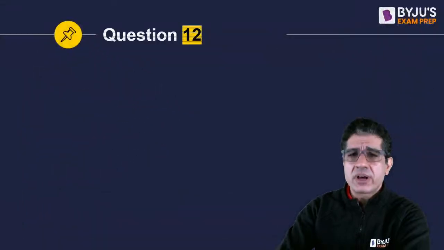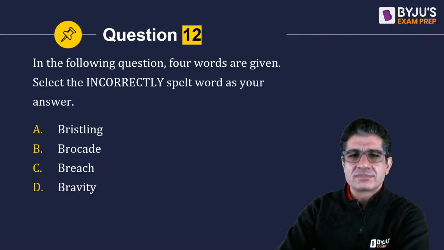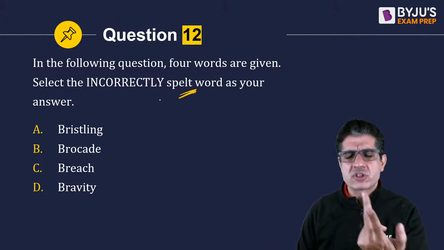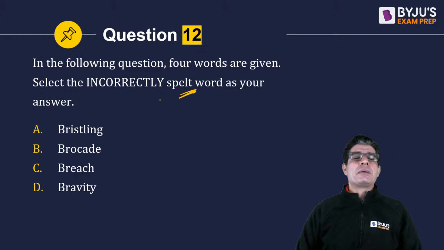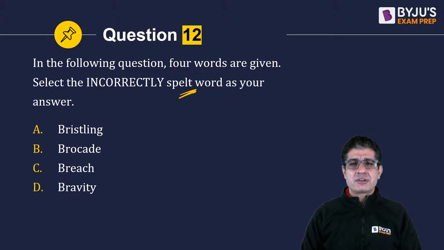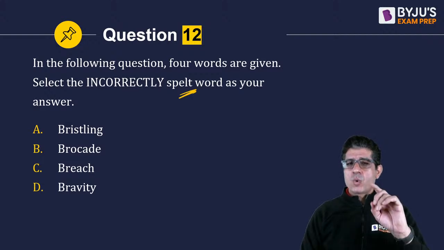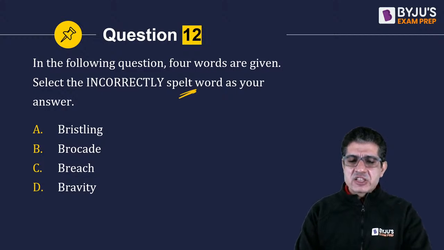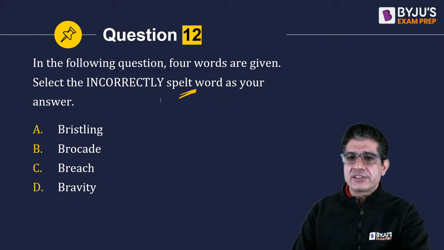Okay, here is the next one, 12. This time around, I'm testing your understanding of spellings. There are just two questions on spellings. I basically want you to be ready for whatever the exam dishes out. So I'll try to take you through as many of those newer question varieties as I can. So you have four words on the screen. One of them is spelled incorrectly. Choose that word as your answer.